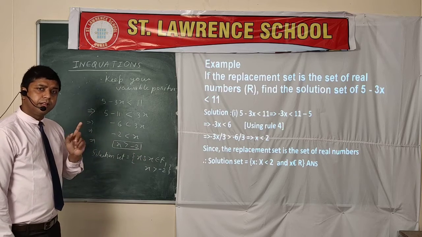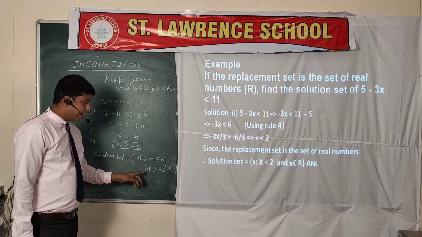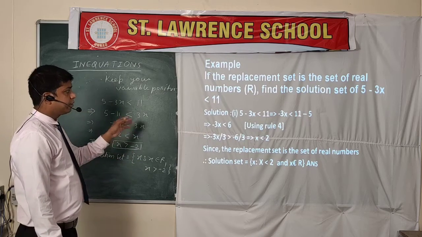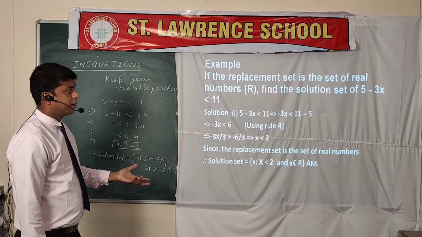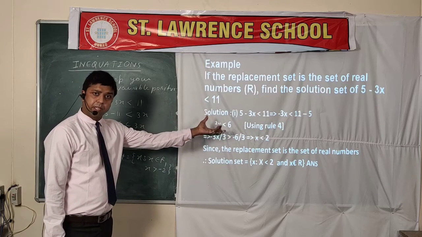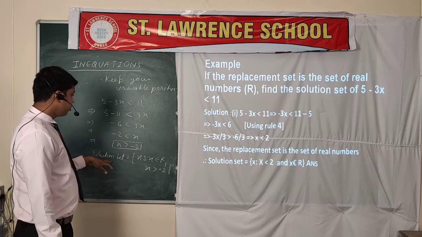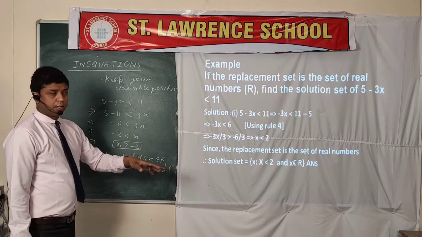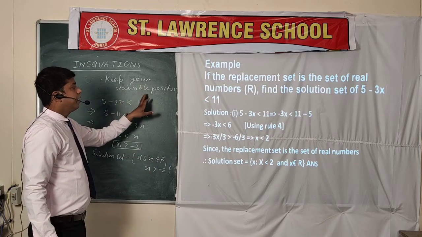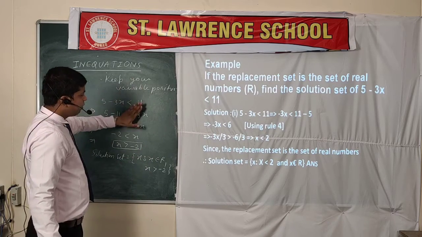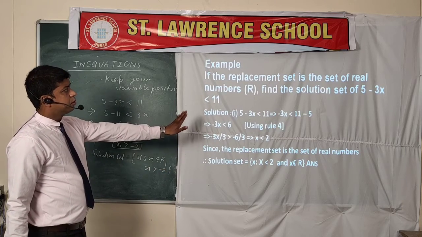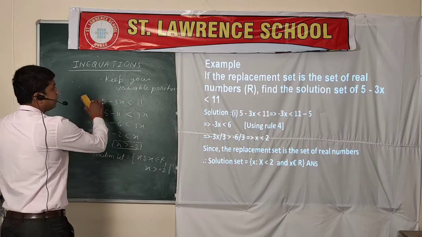In case of real numbers, you have to write only in set builder form. In other cases, suppose whole numbers, natural numbers, or integers are your replacement set, then you can write your values in roster form. So this is the way I have told you: keep your variable always positive and solve like an equation, and that is all. There is nothing more to do to solve your inequation.